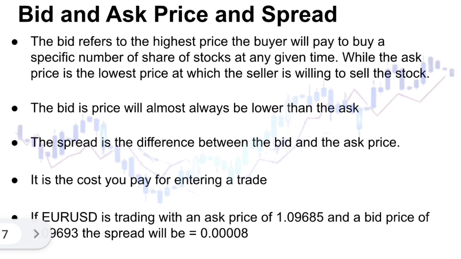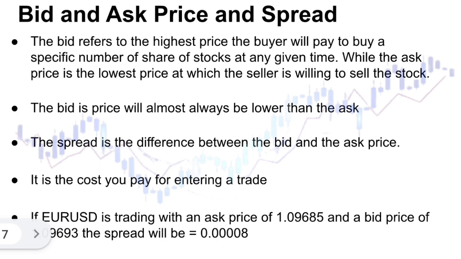So, the bid, ask, and the spread. The bid refers to the highest price the buyer will pay to buy a specific number of shares of stock at any given time, while the ask price is the lowest price at which the seller is willing to sell the stock. So the seller puts the stock up on the market and says, okay, I want to sell it for $2. The buyer comes now to bid on that price, saying, okay, I want to buy it for $1.8.